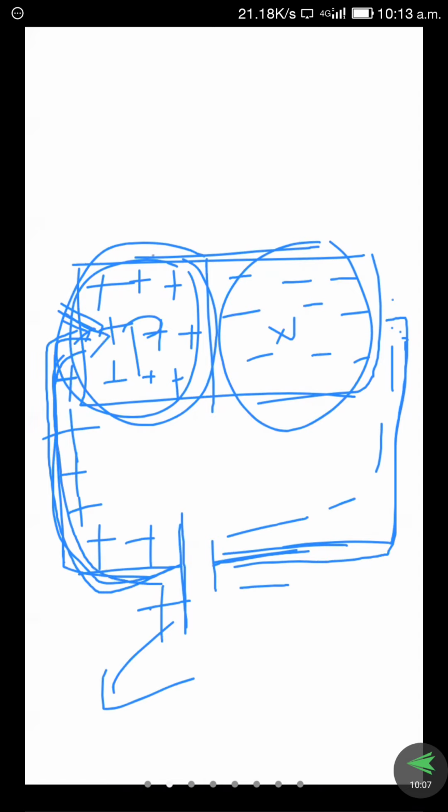So these positive ions are pushing the P type region's ions, and again this is going to the N region, and as well these electrons are also pushing the electrons in the N region.